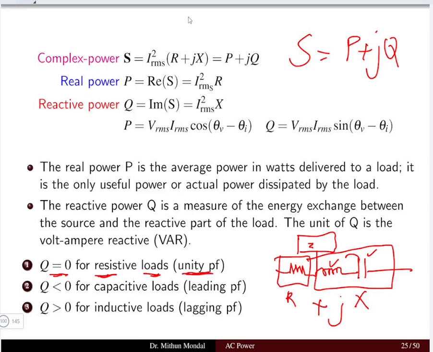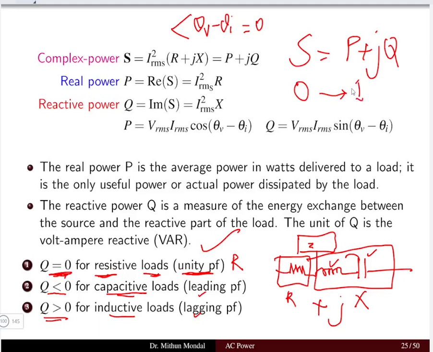Why unity power factor? Because the angle difference between the voltage and the current will be equal to zero. You know that in a resistor, the voltage and current are in phase with each other. So for unity power factor, the reactive power is zero. Whenever you have a capacitive load only, then the reactive power will be less than zero. If you have an inductive load, then the reactive power will be greater than zero. Now, the concept of leading and lagging power factor, which lies between 0 and 1, will come from here.